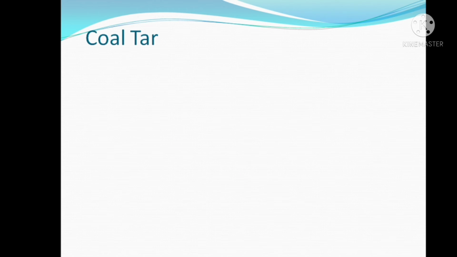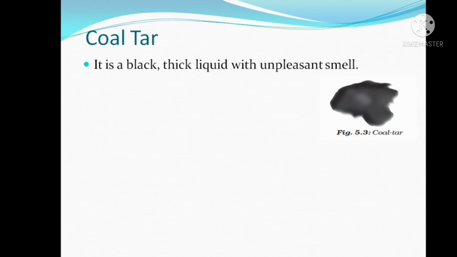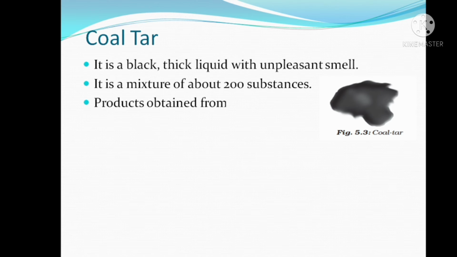The second product of coal is coal tar. This coal tar you can see here in the diagram. It is a black and very thick kind of liquid with an unpleasant smell. The smell of this coal tar is not pleasant. It is a mixture of about 200 substances. That means coal tar is a combination of 200 or more substances.